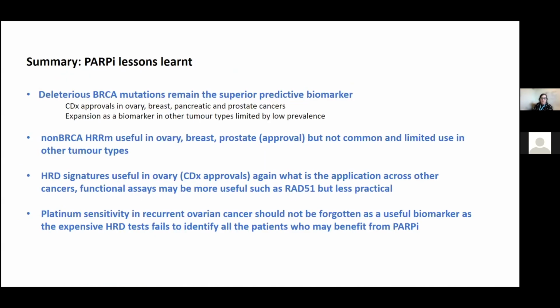So just to summarize the PARP inhibitor lessons learned, the reason I showed those slides was just to remind us that we started out very simply with BRCA, and then we moved into HRD. And again, these signatures are not perfect, but they are all we have at the moment. But maybe we still need to strive to develop more functional assays. And we can go back to good old-fashioned chemotherapy to help guide us, such as platinum sensitivity, and that should not be forgotten as a useful biomarker.